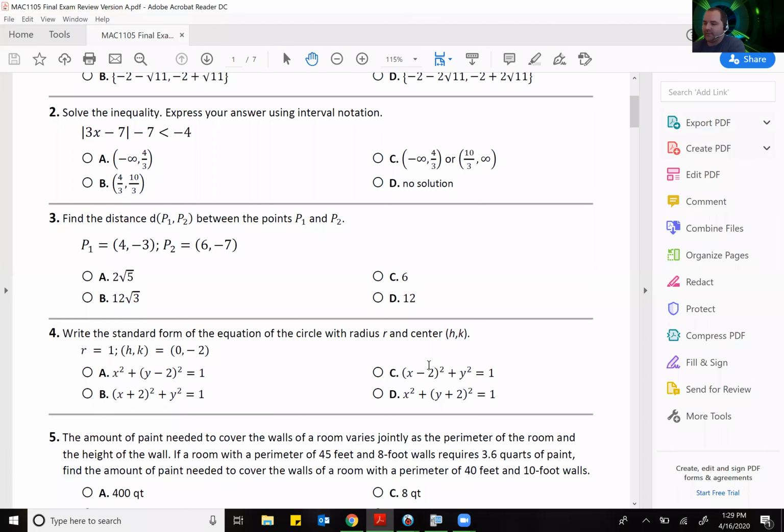Okay, so we got this P1, which is equal to 4, comma, -3. And we got this P2, which is equal to 6 comma negative 7. And they want us to find the distance.